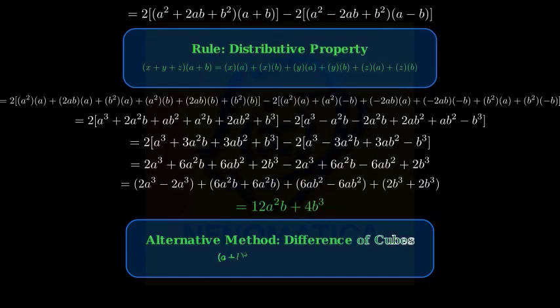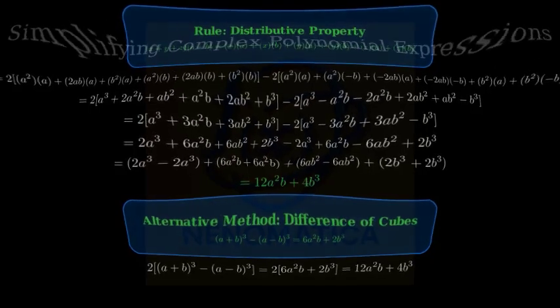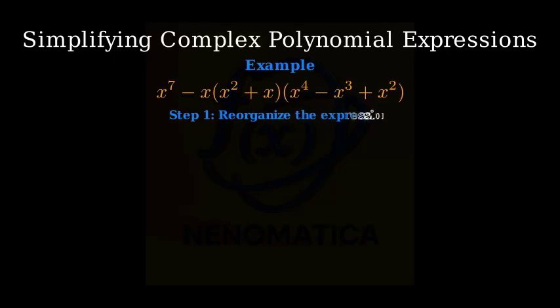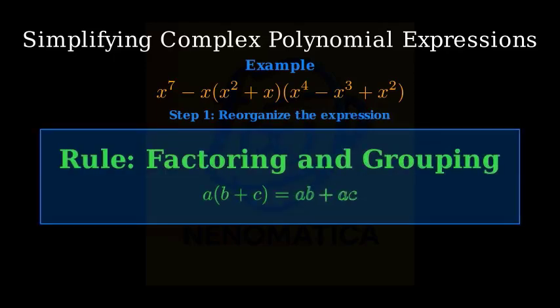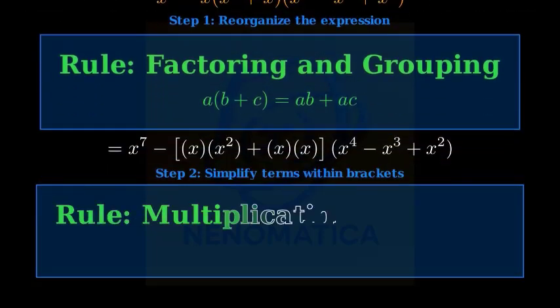To verify our answer, we could also approach this problem using the difference of cubes formula. The expression can be seen as the difference of 2 cubes with a factor of 2 outside. Let's start with an example. We'll simplify the following expression. Let's begin our simplification. In this first step, we'll reorganize the expression to make it easier to work with. Looking at the term x times x squared plus x, we can rewrite this as x times x squared plus x times x.